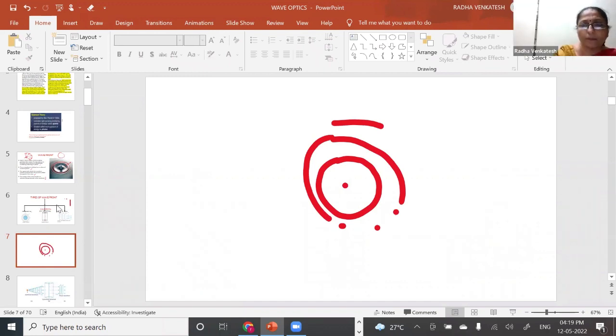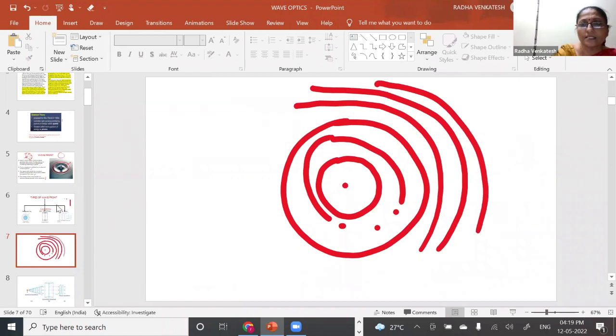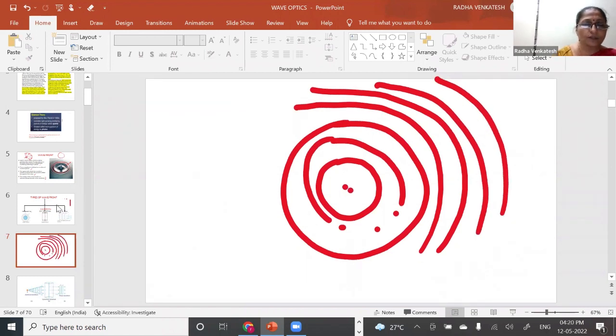Now, as I keep increasing the distance from the source, the sphere is becoming larger and larger. Will you agree? Yes, ma'am. As I move away from the source, when I move off quite far, at a very large distance, these spheres are so large that if I'm standing somewhere here, only this part I will be receiving.